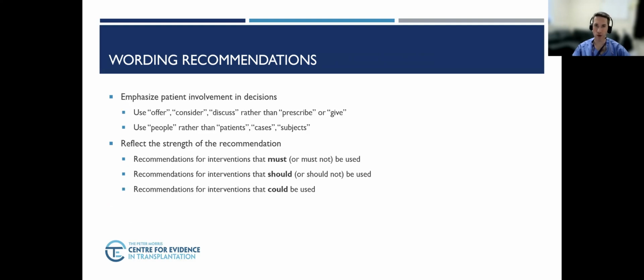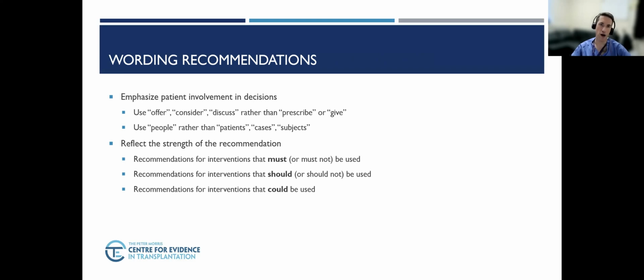Emphasize patient involvement in decisions. So try not to use words like prescribe or give, because they imply that we're deciding what we do for the patients and the patients don't have any say in it. Use offer, consider, discuss, because that implies patient involvement in their own care. You know, we're not being prescriptive, but this is what we would recommend.